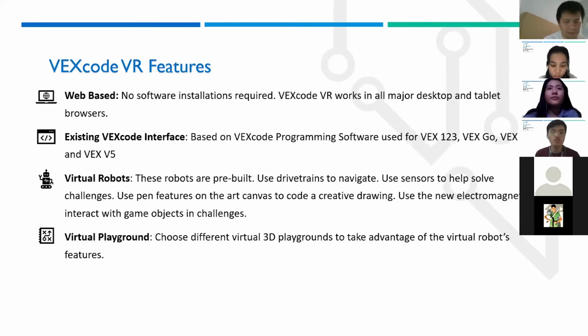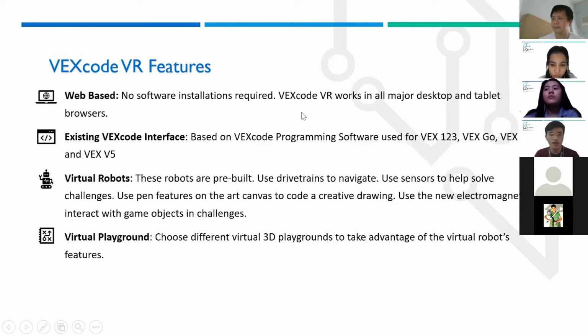There are also virtual playgrounds that you're going to have as you implement your programs, or as you play the program you created. This virtual playground is actually 3D, so you can take advantage of it by seeing the virtual robot's features. There's an option for that: a top view and a 3D view. I'm going to show it all to you in a bit.